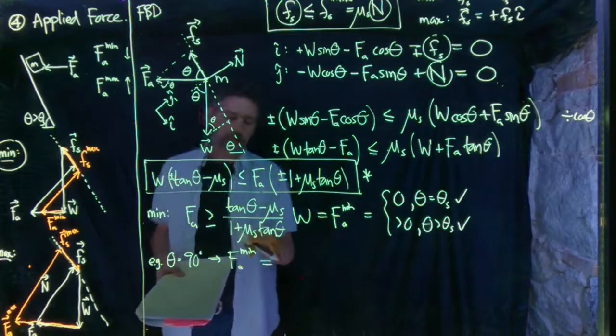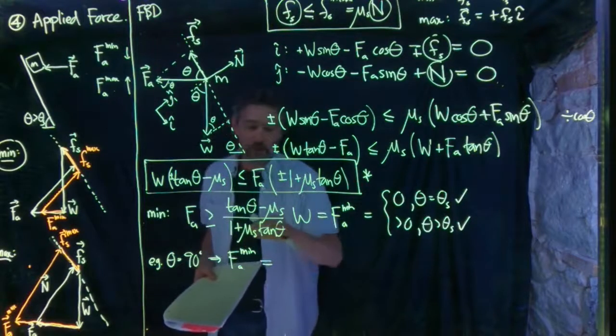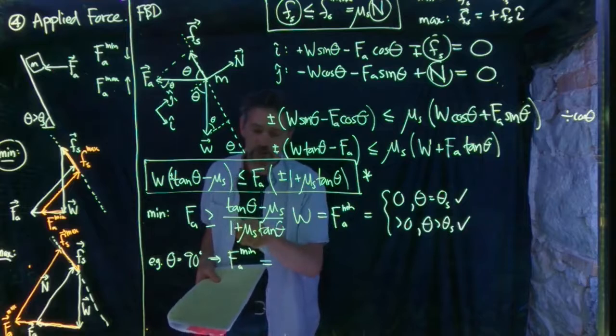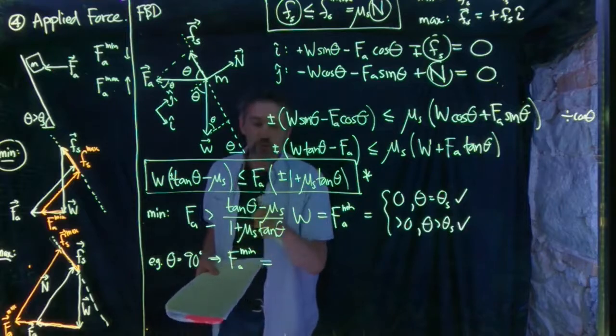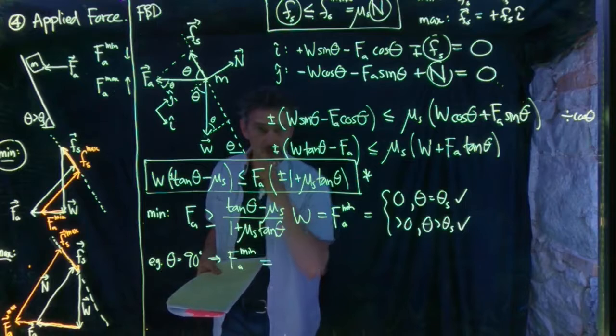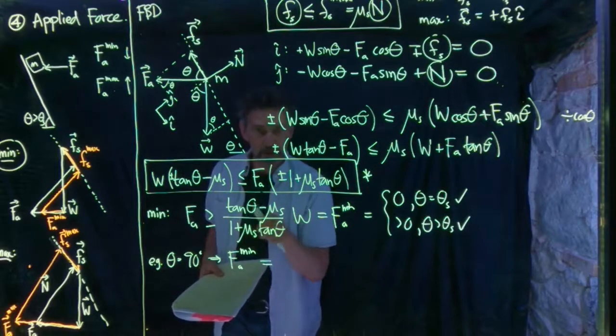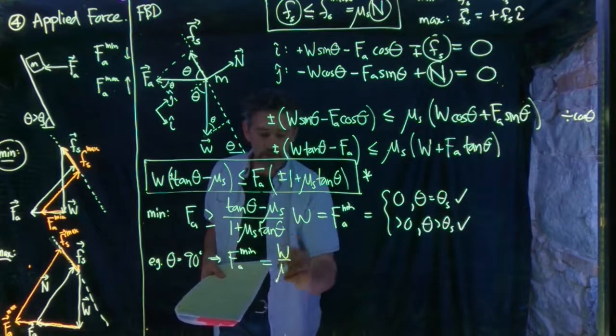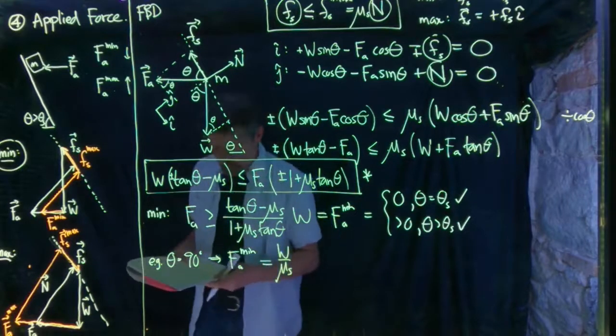In the denominator, we have mu s times tan theta. Well, that's approaching infinity, which is way bigger than 1. We can ignore the 1. So really, when theta approaches 90 degrees, the numerator is tan theta, and the denominator is mu s times tan theta. This is a little bit of sort of calculus reasoning. So then you cancel out the tan thetas, and it's 1 over mu s times the weight. So it's the weight divided by mu s. Okay, that's what FA minimum is.